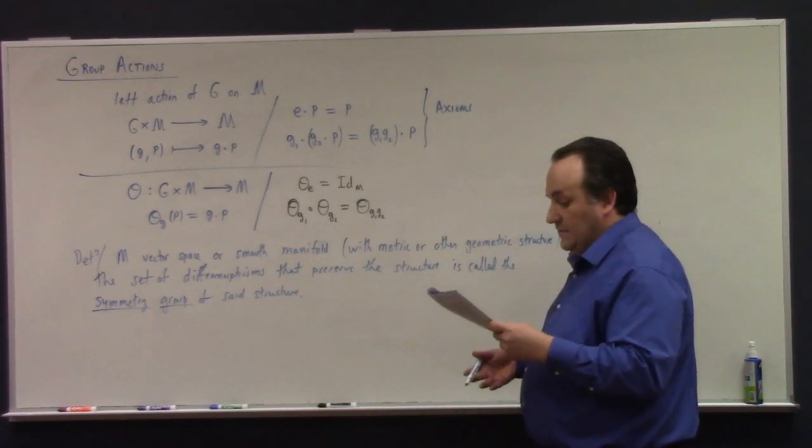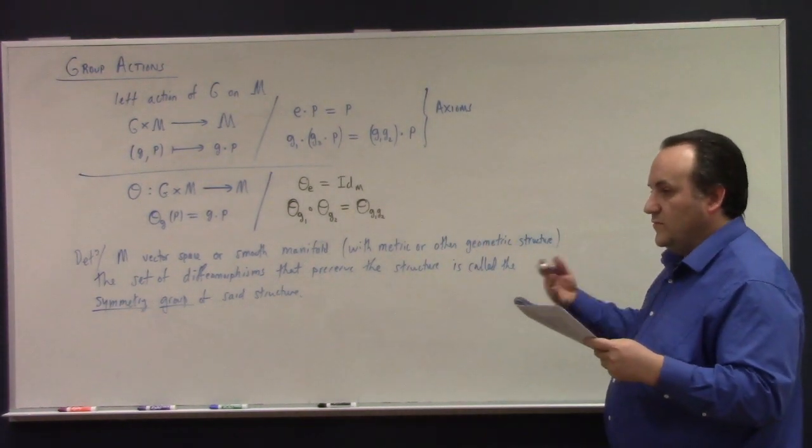And as he says, it frequently turns out to be a Lie group smoothly acting on M.